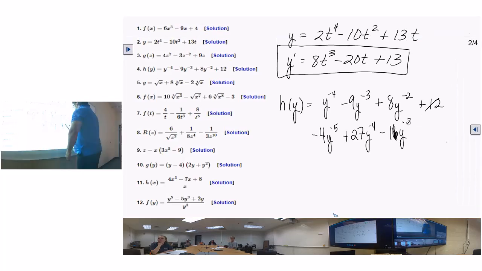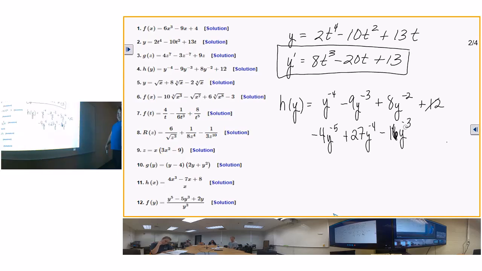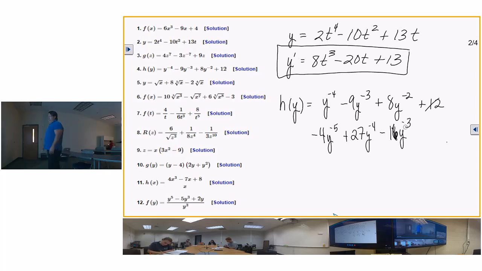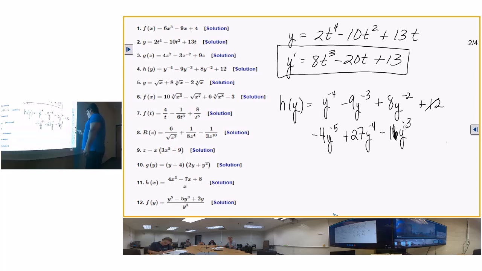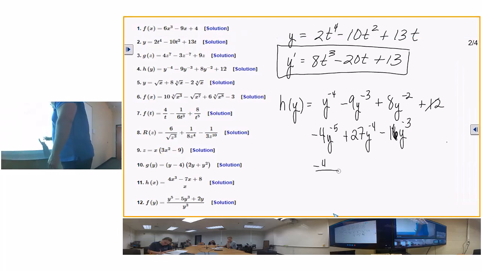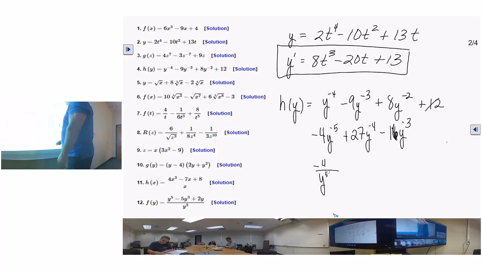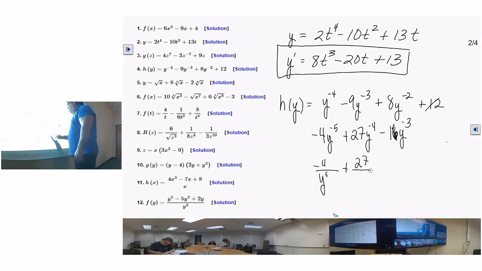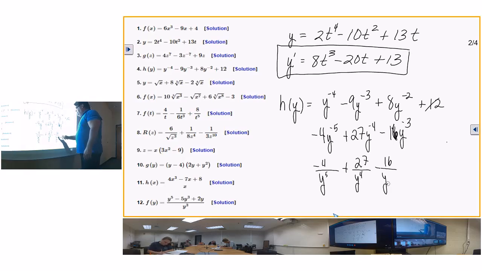Negative 3, and then what happens to the 12? Now, are we done? No. As I told you before, most cultures do not like that negative exponent, but some cultures don't care. I'm going to go with the ones that care, because negative 4 over y to the 5th plus 27 over y to the 4th minus 16 over y to the 3rd.